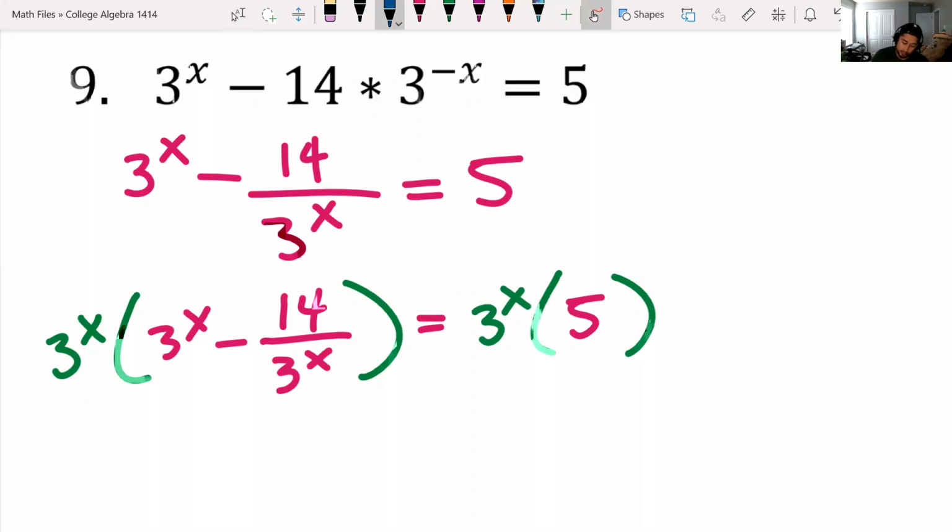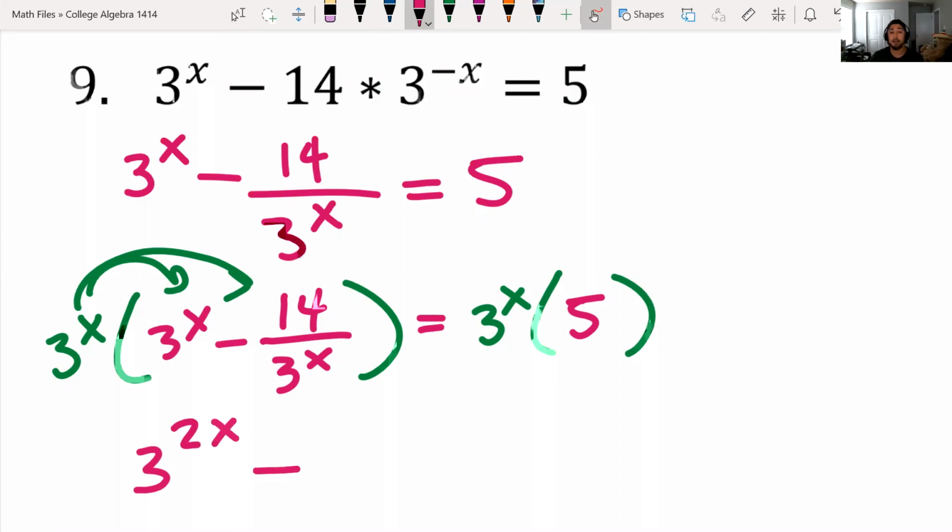Now we distribute, and you'll get 3 to the x times 3 to the x. Since they are the same base, you add the exponents. So you'll get 3 to the 2x minus 3 to the x times 14 over 3 to the x. Those denominators will cancel. So you'll be left with 14 equal to 5 times 3 to the x.